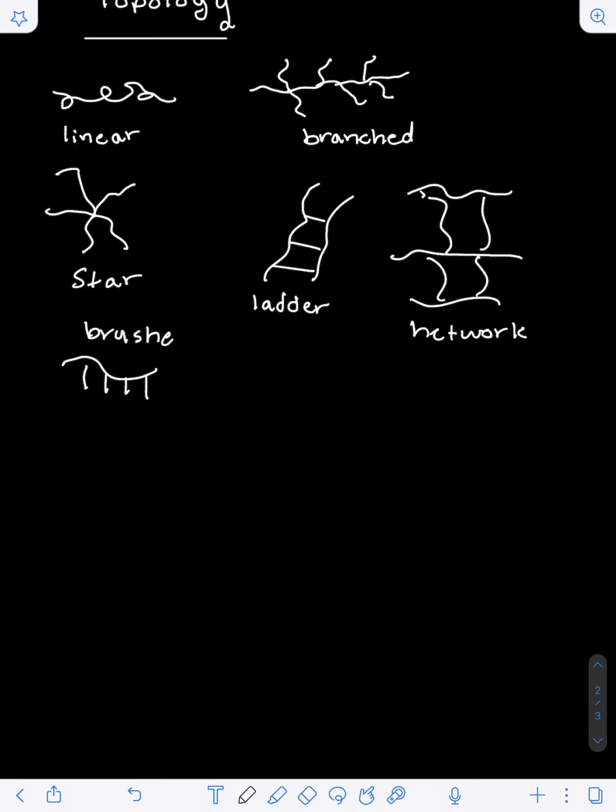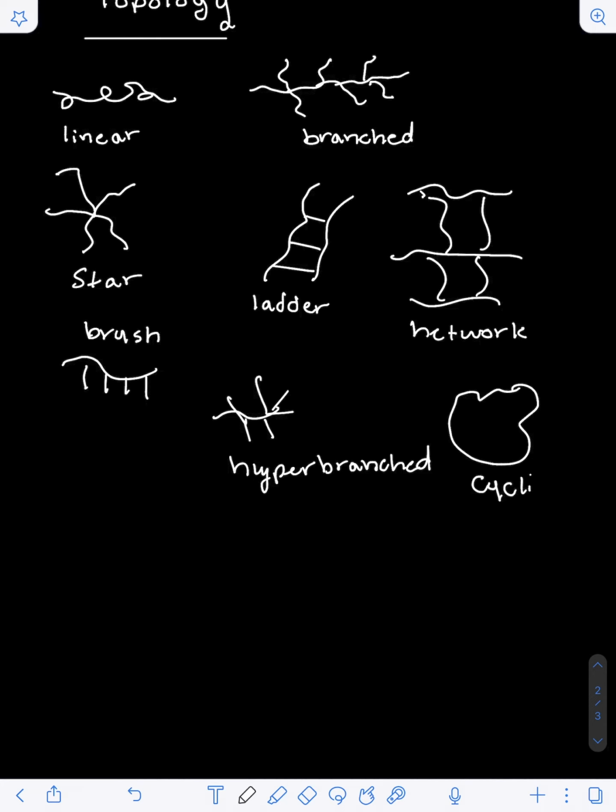Ladder polymers are a bit more confusing. Ladder polymers are unique in that their backbones basically consist of fused rings. And there's so many others like brushed, hyperbranched, and cyclic polymers too. So that's how the overall structure can look for a polymer.